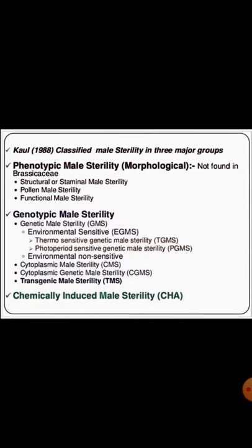Then classification. Male sterility is classified into three major groups: phenotypic male sterility, genotypic male sterility, and lastly chemically induced male sterility. The phenotypic male sterility comprises three further parts. The first is structural or staminal male sterility, where male sterility is due to the non-functioning of the structural or staminal male part.